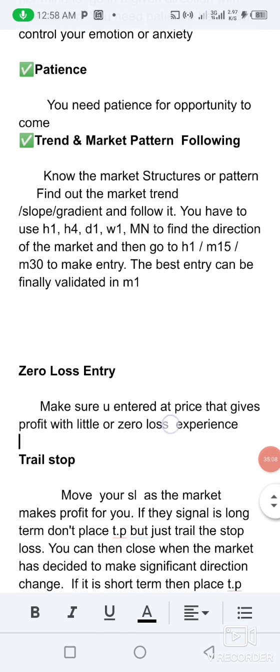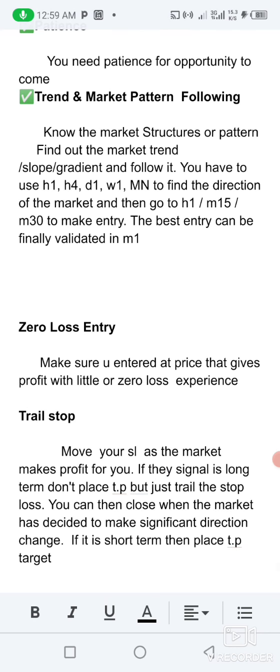You have to enter at zero loss level. Some people will place a trade and sit in loss for some hours, days. That is not trading. If you enter a trade, it must be in profit immediately. Then trail your stop, move your stop loss as the market makes profit for you. Unless the signal is short term, then you can just place a take profit. You understand what I mean? But if it is long term, just don't place a take profit. Trail your trade, move the stop, add more positions as the market makes profit for you. Add more positions at the right prices, at the right retracement prices.